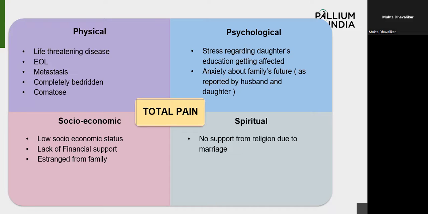Psychological pain, being stressed regarding daughter's education getting affected, and anxiety about the family's future, as in how her husband and daughter are going to manage after her. Both of these factors have been included because they were reported by the husband and daughter as being some of the unfinished business and some of the concerns that the patient had when she was responding. The spiritual factors, as I said, there was no support from religion due to the interreligious marriage.